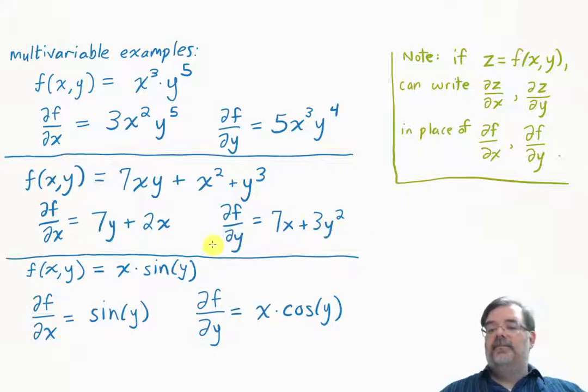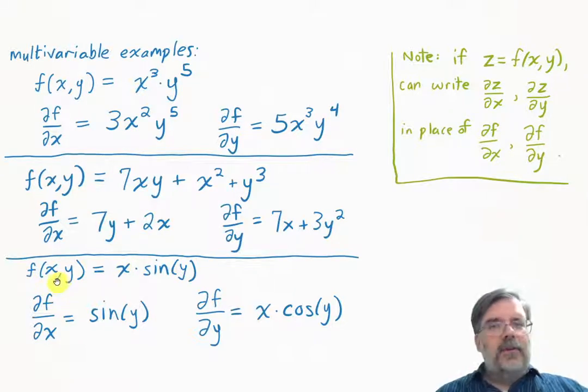All right, one more, a little bit trickier. I'm going to add a trig function in here. f of x comma y is equal to x times sine of y. Remember, the derivative of sine is cosine. Okay, first let's calculate the partial derivative df dx. So x is a constant. Sorry, no, wrong.